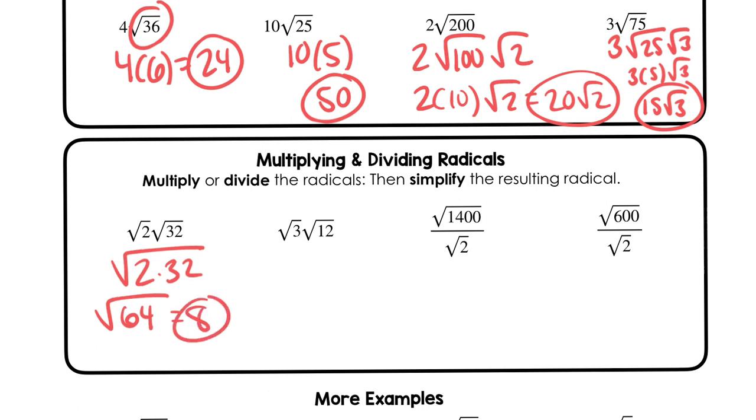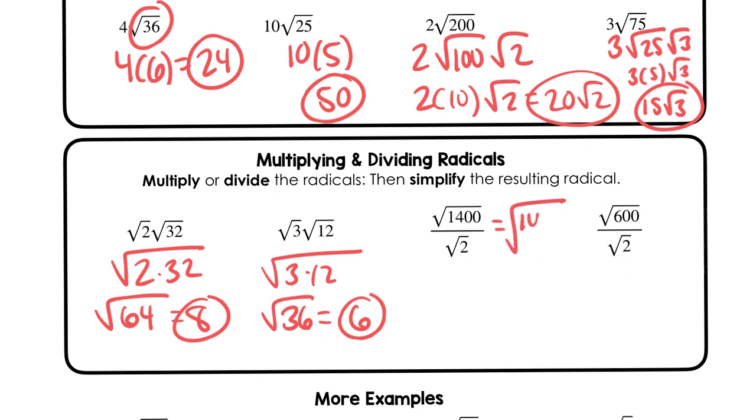The next example is somewhat similar. They're both square roots, so they can go under the same one. 3 times 12 is 36. 36 is a perfect square, so you get 6. The next one, they are both square roots, but it's division. So you can put them underneath the same root. So it's square root 1400 divided by 2, which is 700.